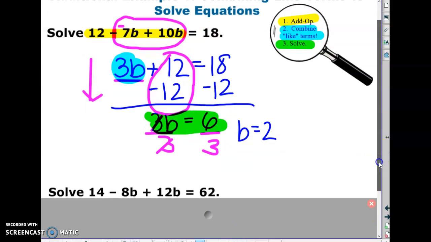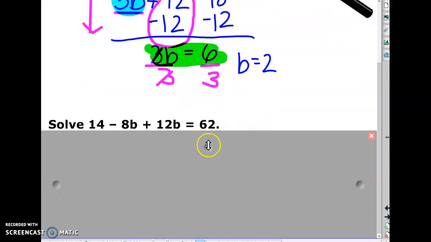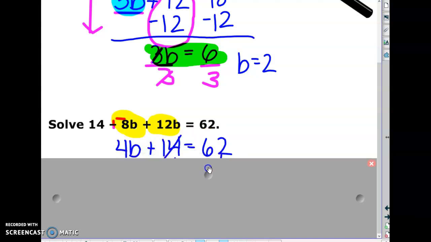Okay, let's try one more right here. I'm going to slide this down here. First of all, I like to do that property of equality, so I'm going to change subtracting 8b to plus a negative 8b. Looking at this problem, I'm going to combine like terms. I notice I've got a negative 8b and a positive 12b, and putting that together gives me 4b. So if I simplify this equation, it's going to be 4b plus 14 is equal to 62.